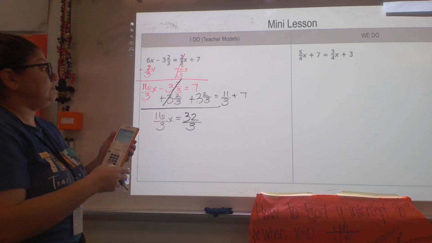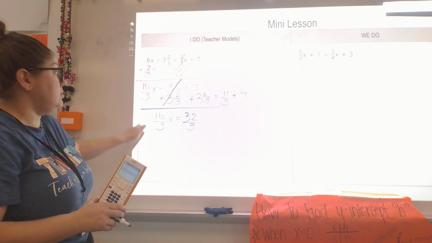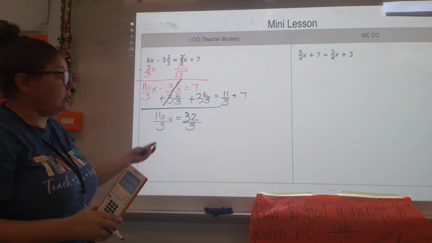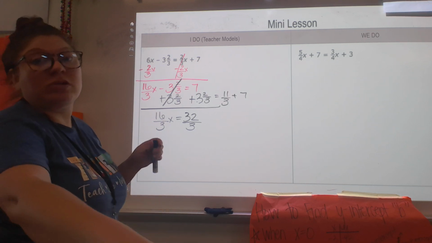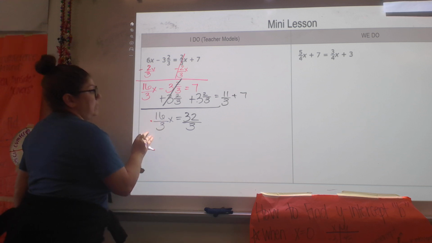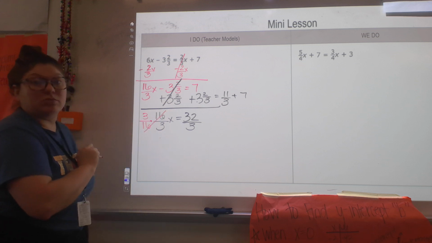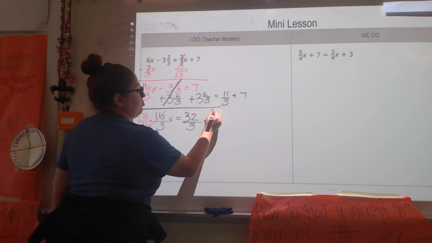All right. Now I'm going to go ahead and solve. So remember, when solving with multiplication division, the inverse is the reciprocal. So that means I'm going to switch my numerator and denominator so that these zero out. That means I'm going to do whatever I do to one side, I'm going to do to the other side.